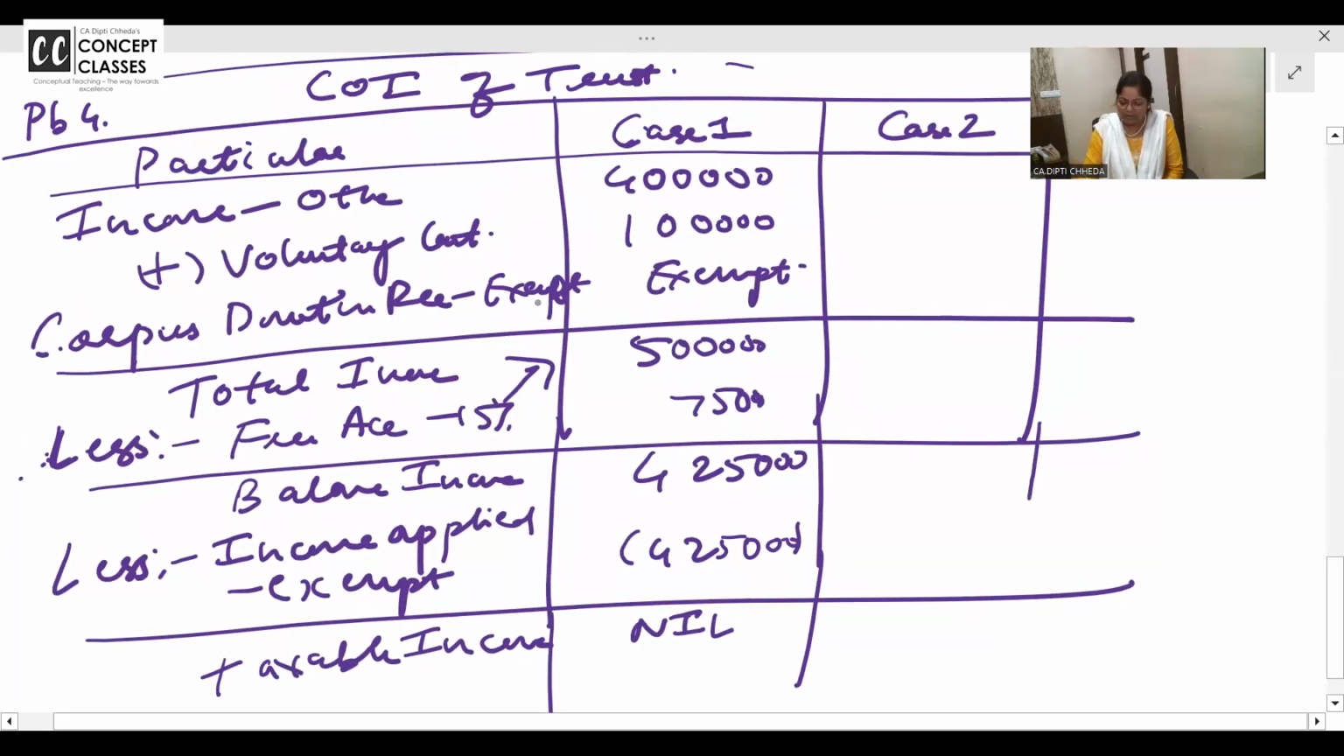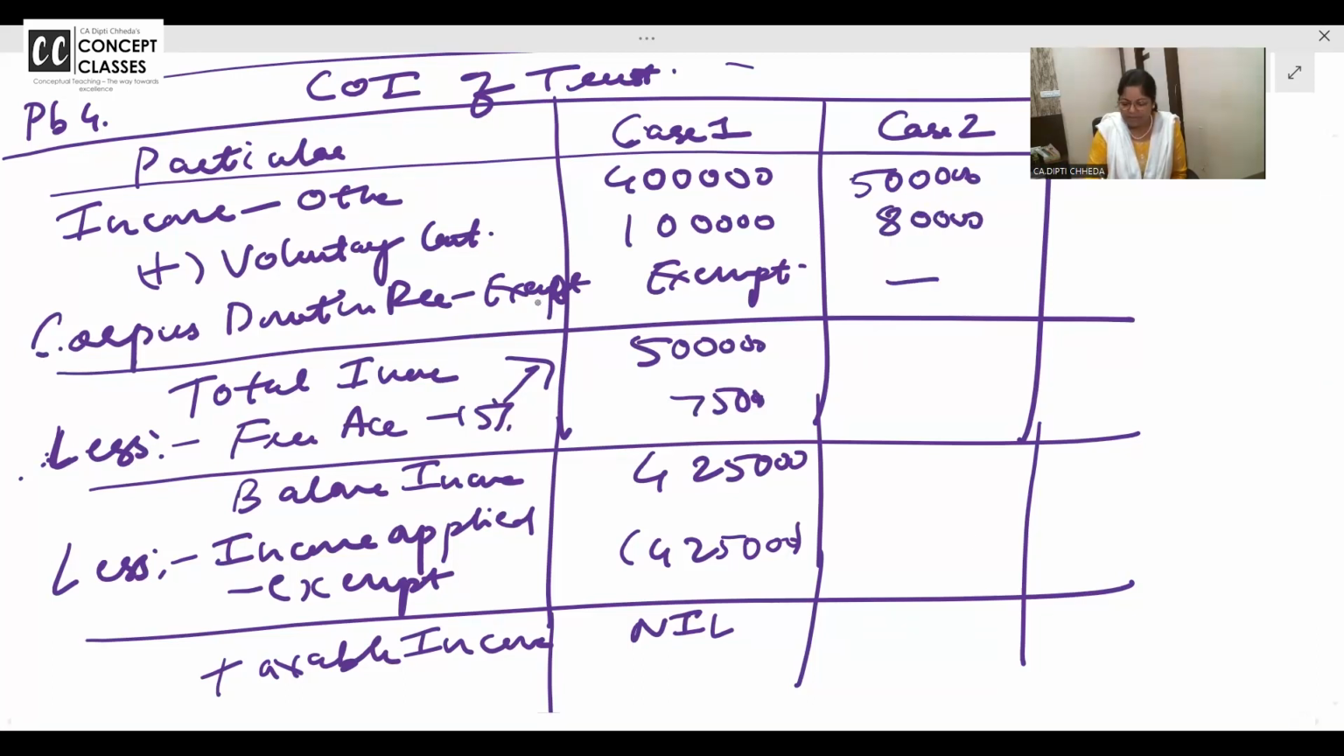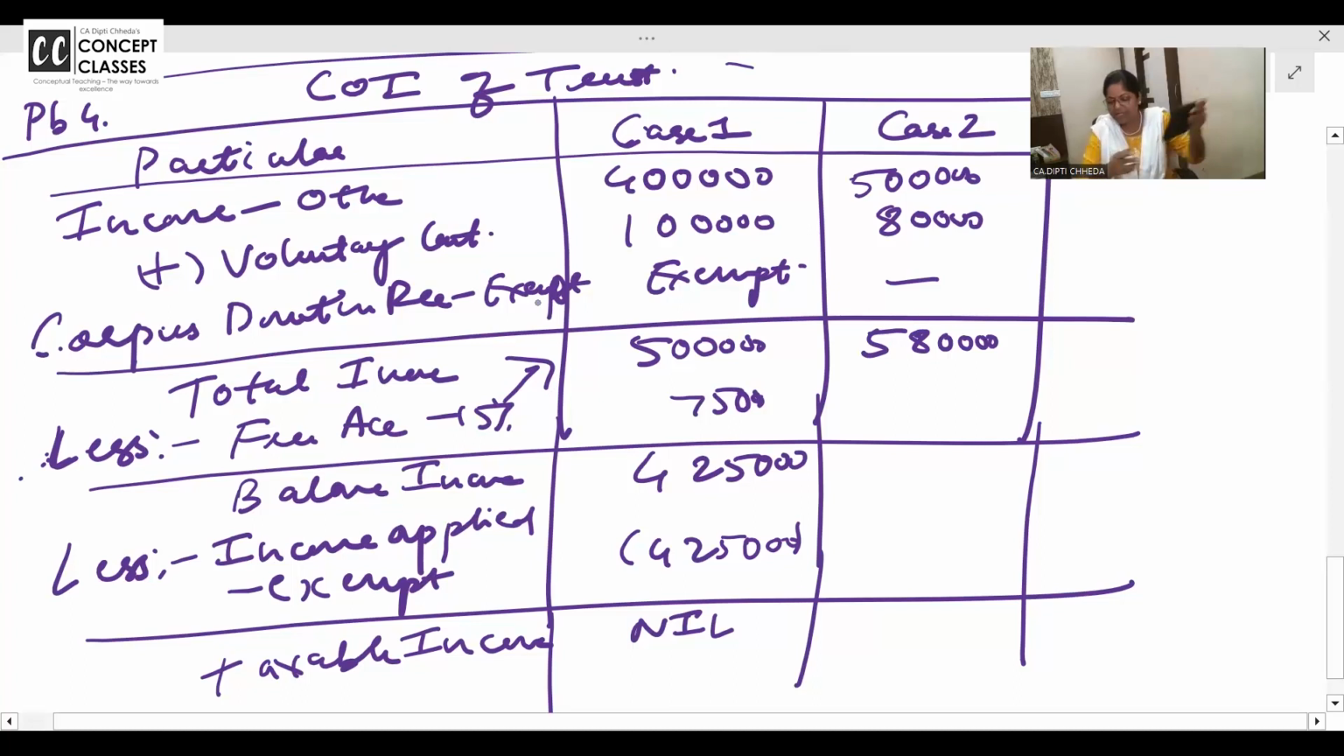Presentation, logic. Let us do the second case together. Third, you will do it on your own. Income is 5 lakh. Other income. Voluntary donations 80,000. Corpus donations exempt. So this is 5,80,000. उसका 15%. Pick up your calculators. दीप्ति मैम बहुत गलती करते हैं कैलकुलेशन में. आप कैलकुलेट करो.